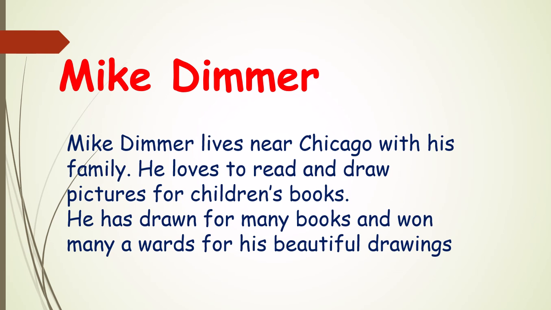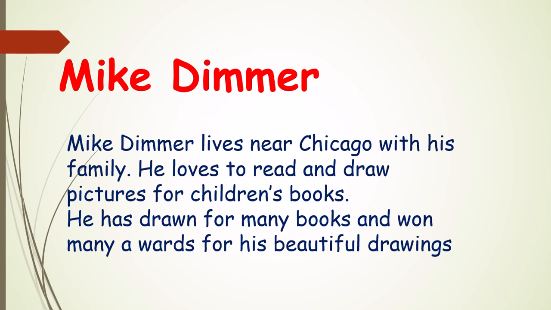Mike Dummer lives near Chicago with his family. He loves to read and draw pictures for children's books. He has drawn for many books and won many awards, which mean presents, for his beautiful drawings. So, Mike Dummer, he's an illustrator. What's the meaning of illustrator again? The one who draws pictures in the stories.